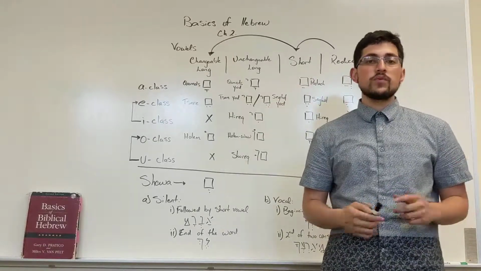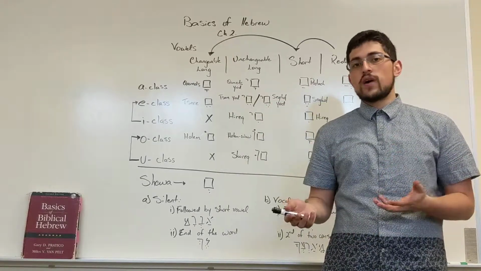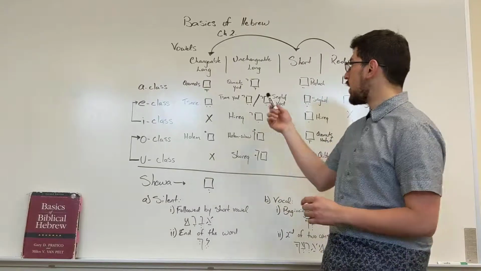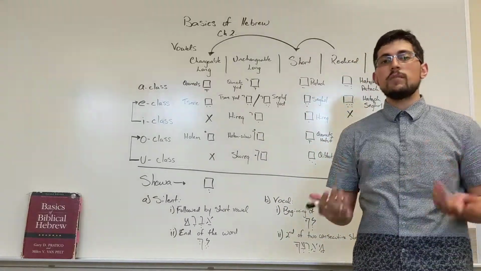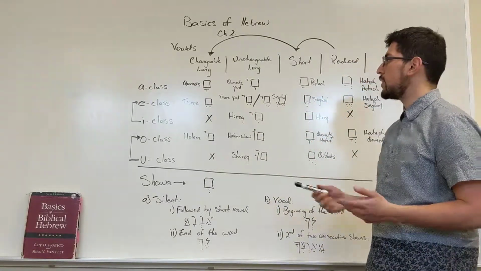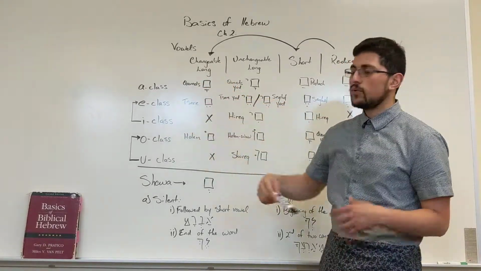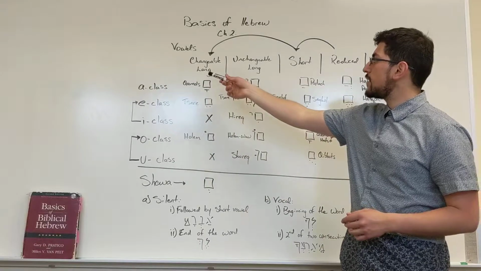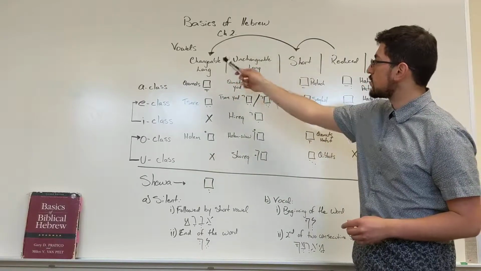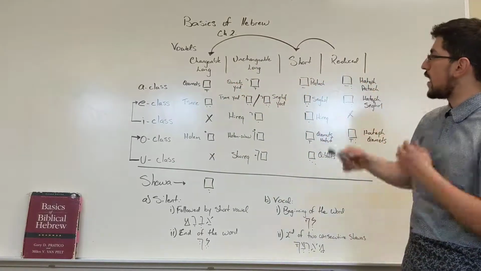The truth is that Hebrew doesn't have true vowels or native vowels, but these vowels were created by the Masoretes to help us non-native readers to read the Hebrew text. There are different classes, so A, E, I, O, U, and there are different kinds of vowels. So there are long vowels, short vowels, and reduced vowels.